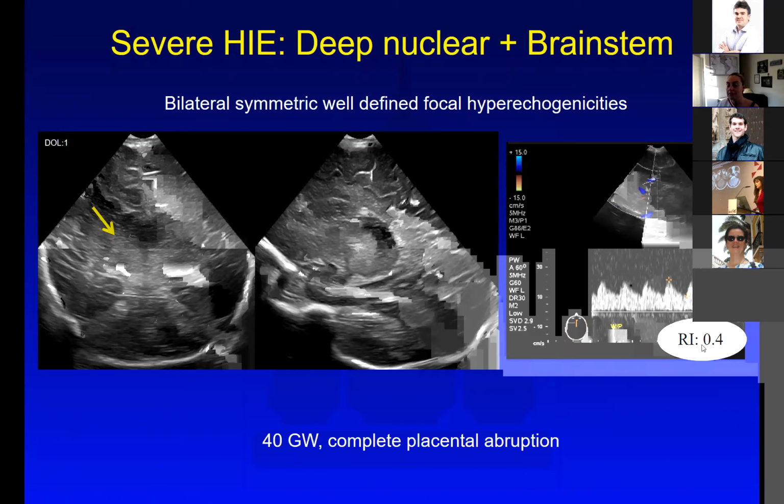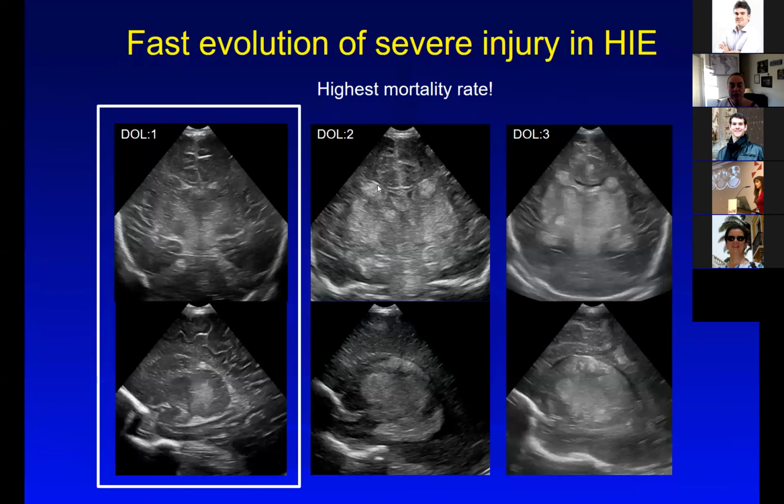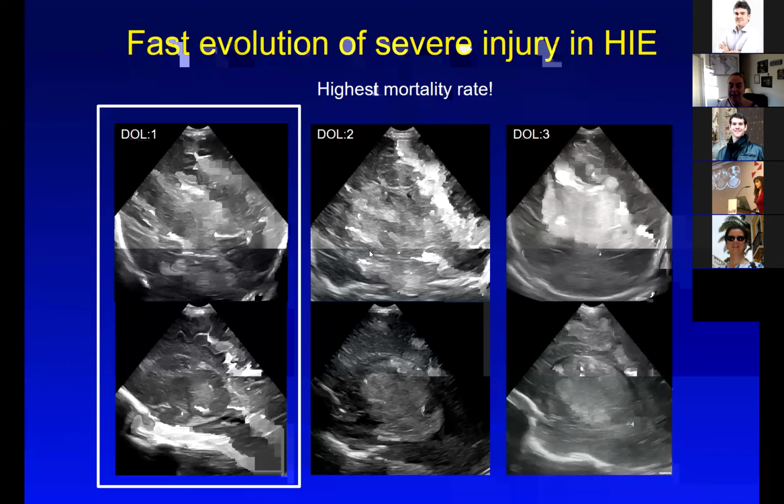And the resistive index was 0.4, which is pretty low to start with. And I will show you day by day what the ultrasound showed. Day of life 2, now you can see progressively increased hyperechogenicities now involving the basal ganglia and thalami. Sometimes it takes a little time for imaging manifestations of the ischemic injury. And at day of life 3, you can see everything becomes more confluent.